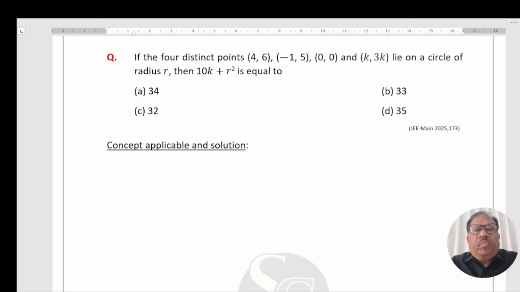Question is, if 4 distinct points (4, 6), (minus 1, 5), (0, 0) and (k, 3k) lie on a circle of radius r, then 10k plus r square is equal to, 4 options are given to you, one of the options is correct. Concept applicable and solution.